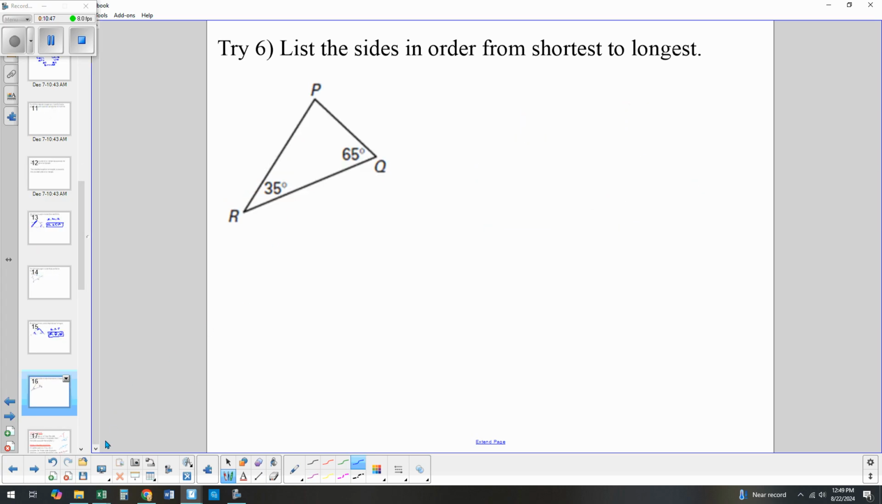Here's a try problem for you there. Pause if you'd like. Answers are posted online.